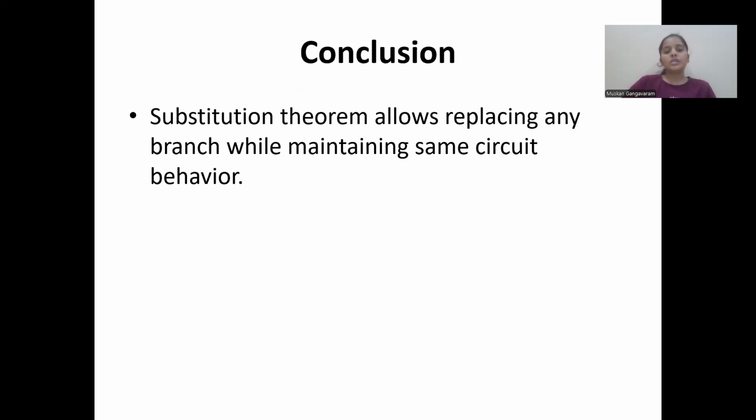In conclusion, I would like to say that substitution theorem allows replacing any branch while maintaining the same circuit behavior. The circuit behavior across the elements does not change.